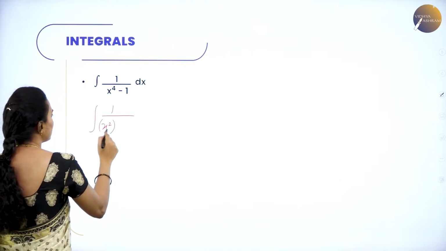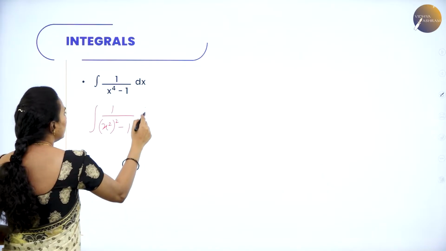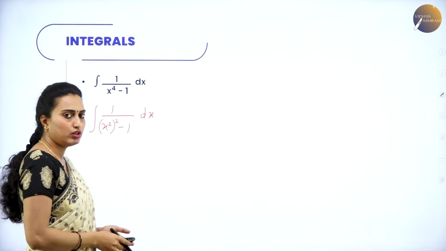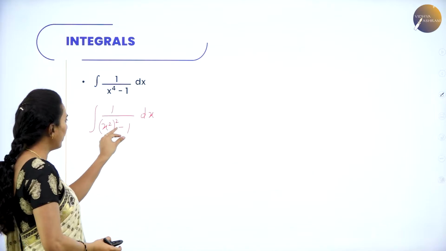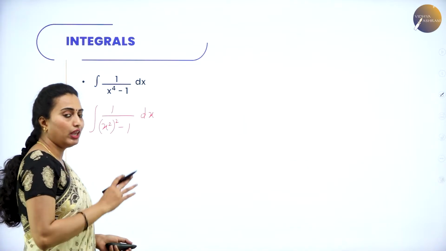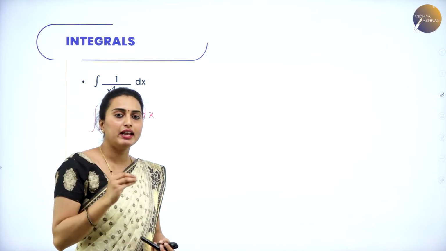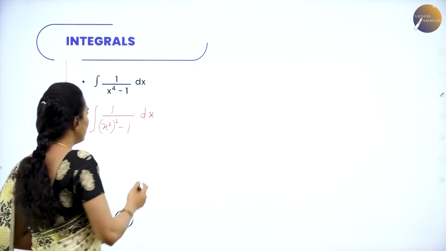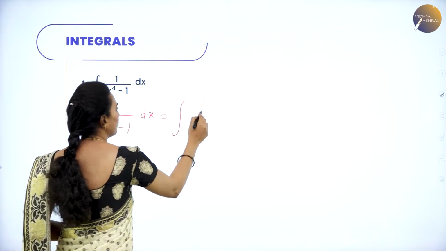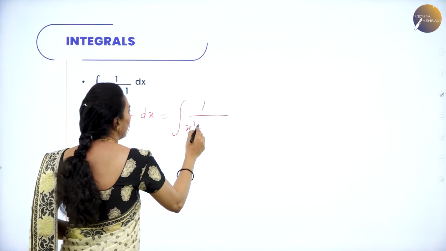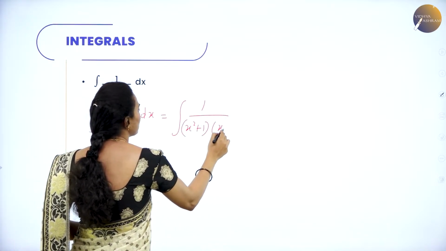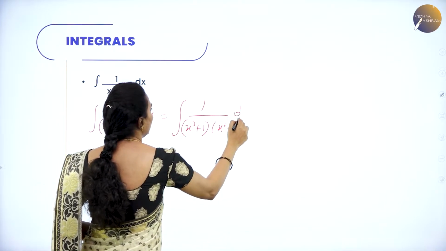I can write it as (x squared) whole squared minus 1 into dx. Now if you observe, dear student, this is of the form a squared minus b squared. So a squared minus b squared can be written as (a plus b) into (a minus b), where a replaces x squared there. So therefore, I can write this one as 1 divided by (x squared plus 1) into (x squared minus 1) into dx.